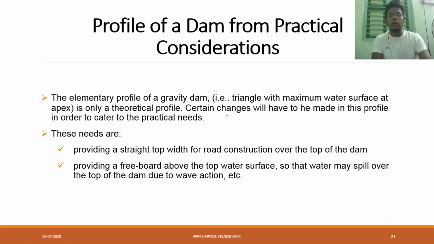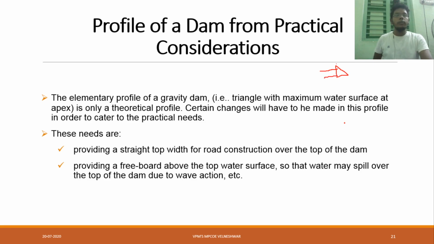The elementary profile of gravity dam, that is triangle with maximum water surface at apex. Obviously, if you see here, triangle means what? This is our retaining wall, and here triangle form will be there, and triangle with maximum water surface at apex means what will be there, up to here somehow water is full.